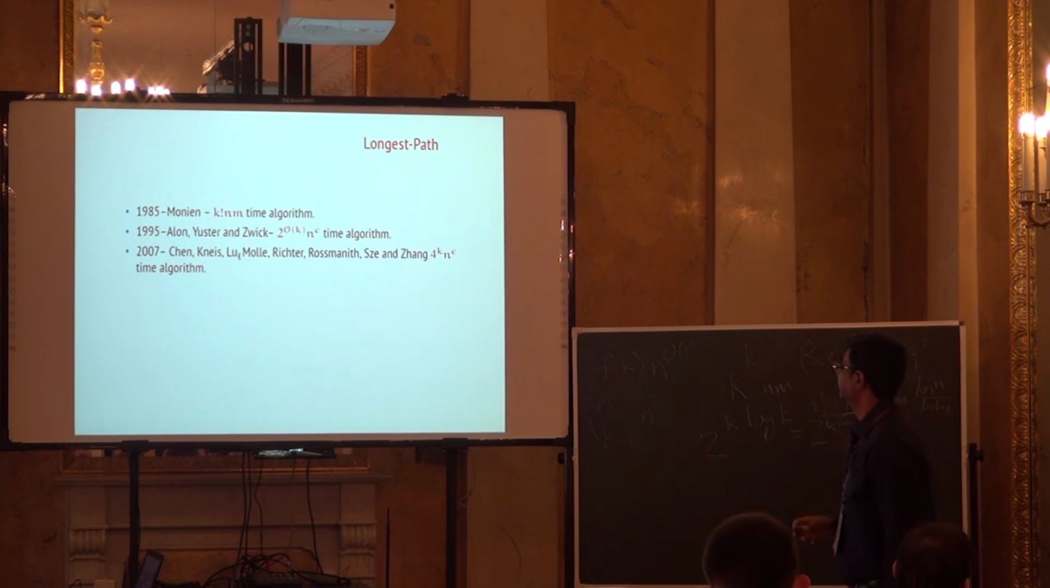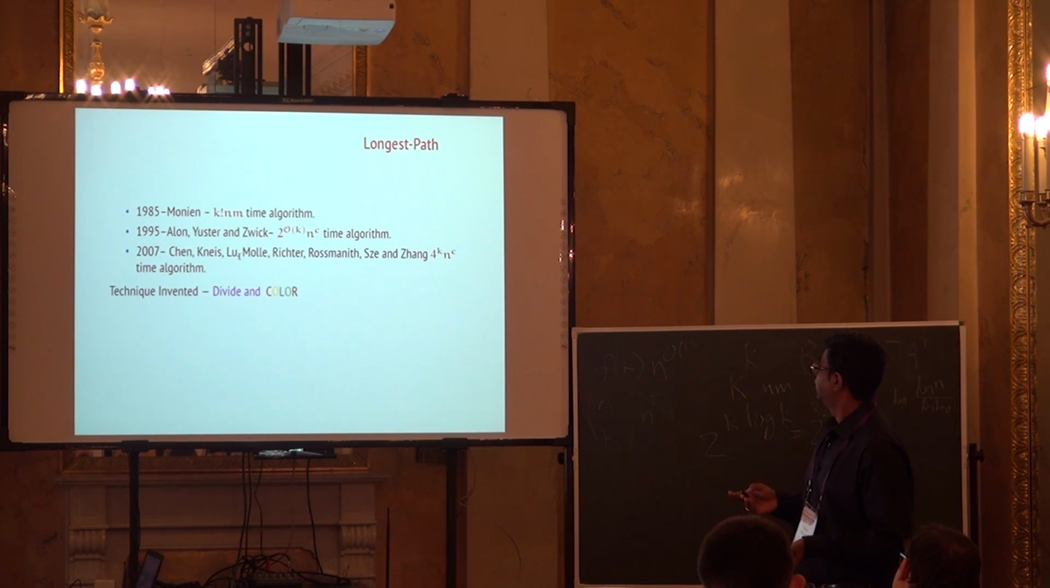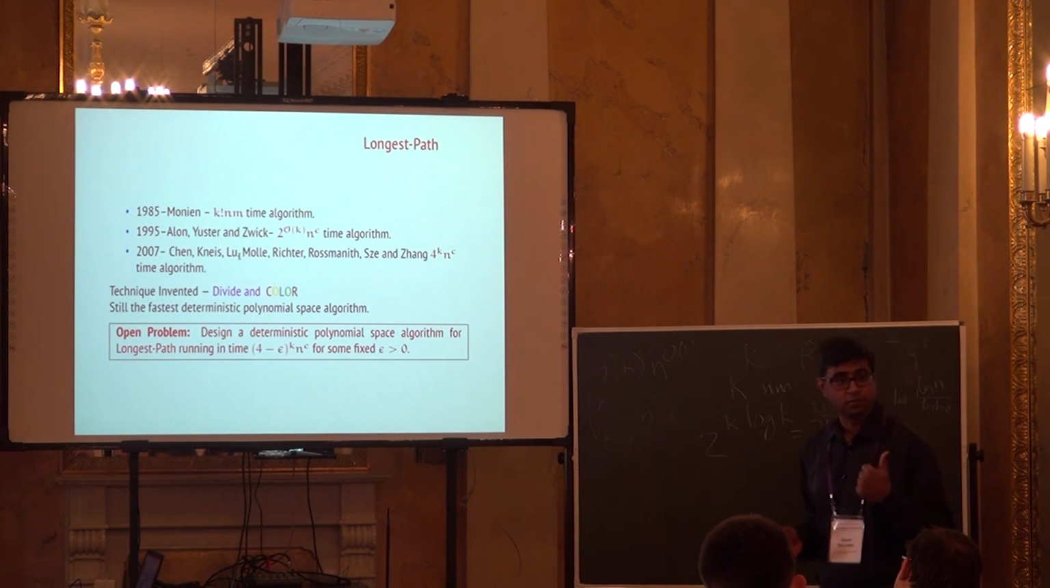Okay. So in 2007, Chen, Nies, Liu, Moll, Richter, Rosenmuth, and others came up with a new algorithm which ran in time 4 to the power k. The technique which was invented is divide and color. We will see this also. Okay, so this is my first open problem to you.